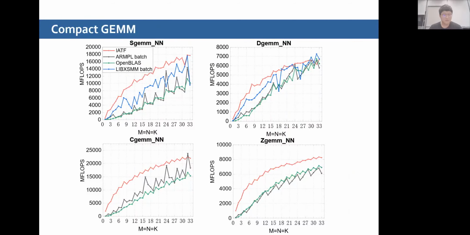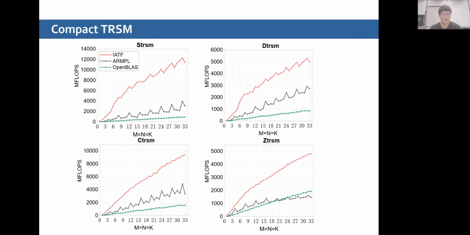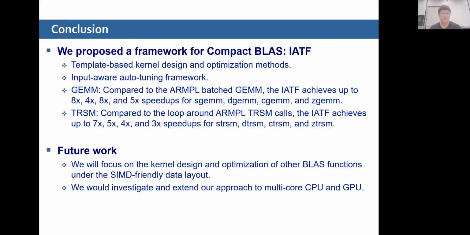The result demonstrates our strong performance of compact batch GEMM for real or complex numbers in single precision or double precision under NN mode. For TRSM, we show more obvious performance advantages.